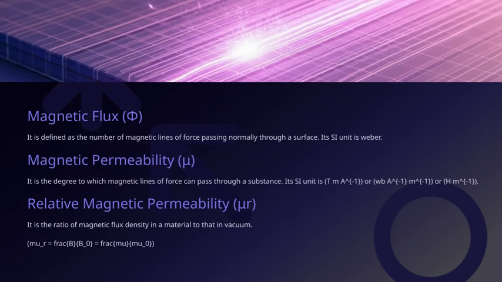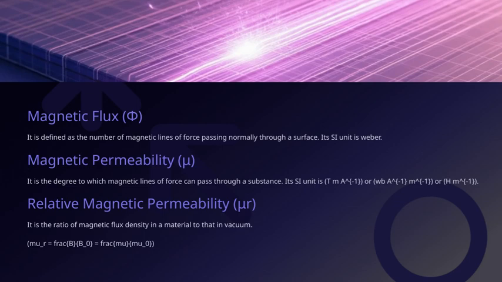Next, let's discuss magnetic permeability, symbolized as μ. This is a bit more fundamental because it measures the number of magnetic lines of force passing normally through a surface. In simpler terms, it reflects how much a material responds to a magnetic field. Its SI unit is the Weber, which is the unit of magnetic flux.